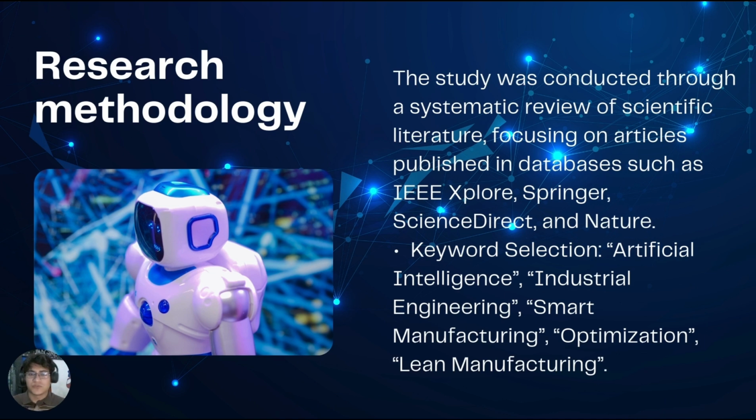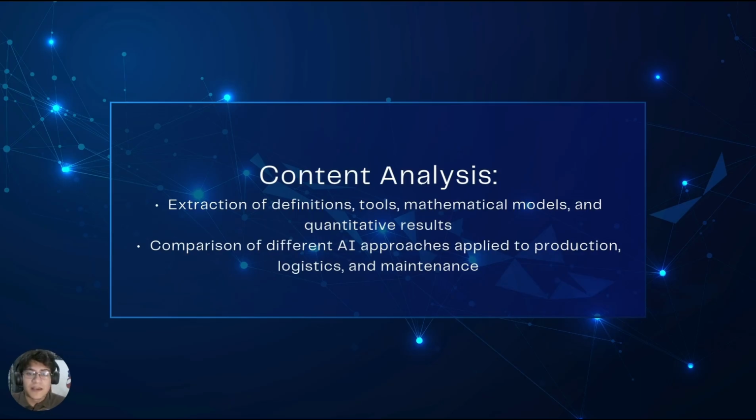For the research methodology of this study, the study was conducted through a systematic literature review. The databases were IEEE Xplore, Springer, ScienceDirect, and Nature. The keyword selections for this project were artificial intelligence, industrial engineering, smart manufacturing, optimization, and lean manufacturing. And well, we can see a lot of how the AI can solve these problems and help us. The content analysis is the extraction of definitions, tools, mathematical models, and quantitative results. Comparisons of different AI approaches applied to production, logistics, and maintenance.